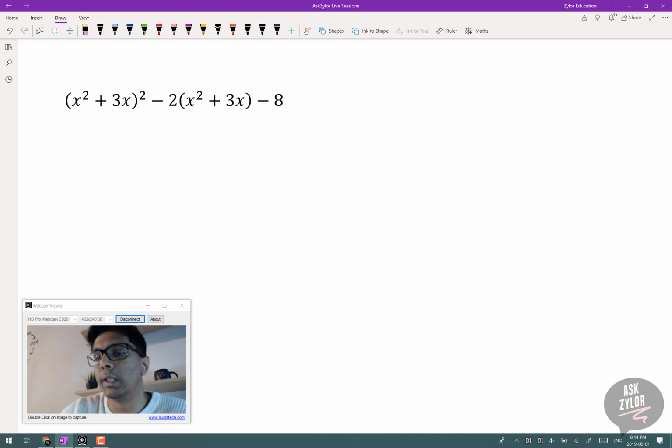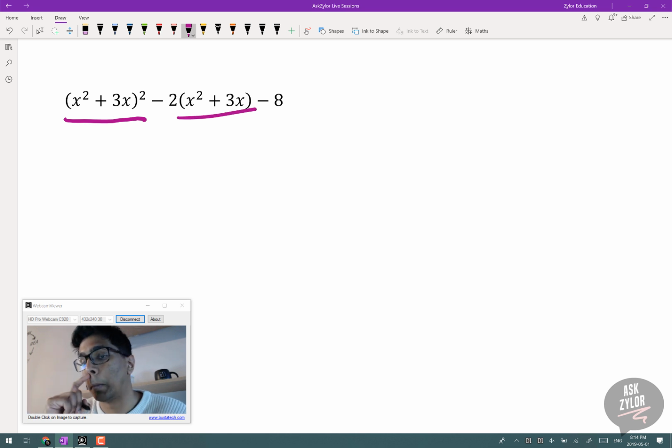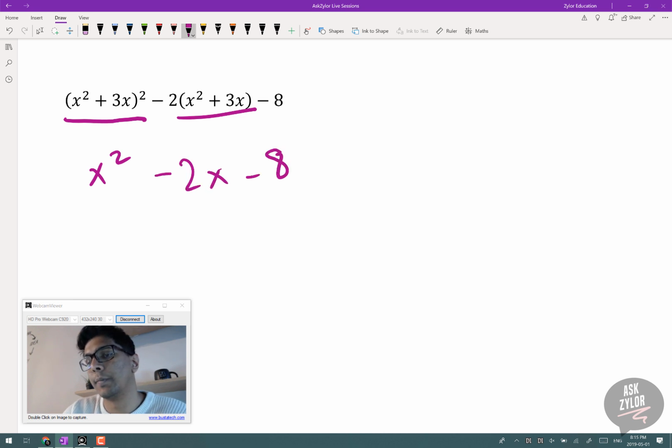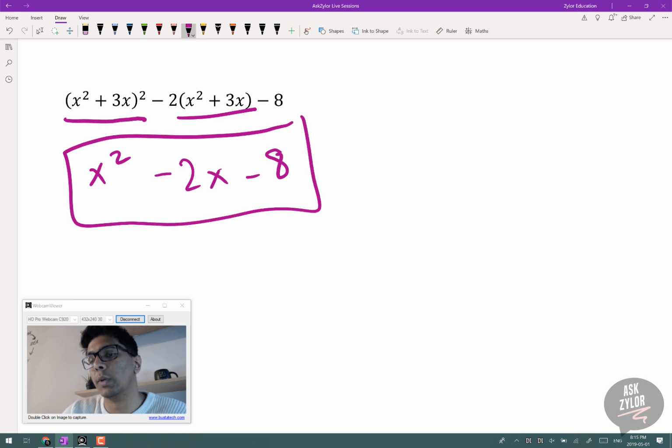Okay. What we should notice is that the first term is the square of my second term. It's the same as if I had x squared minus 2x minus 8. Why? Because when I factor this, I can replace these values with the x squared plus 3x, whatever was inside.